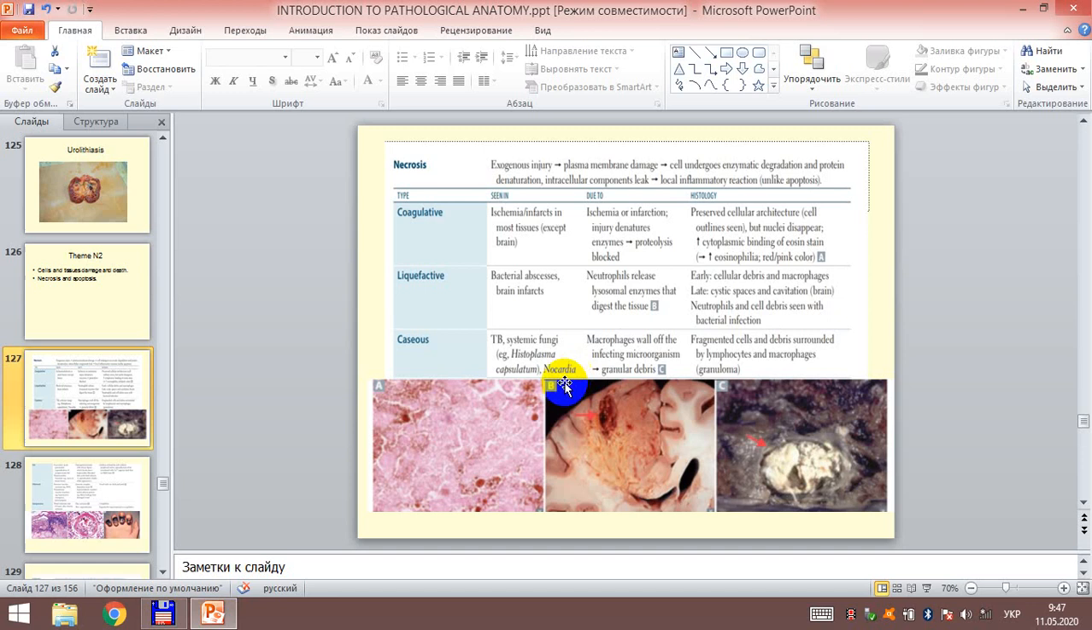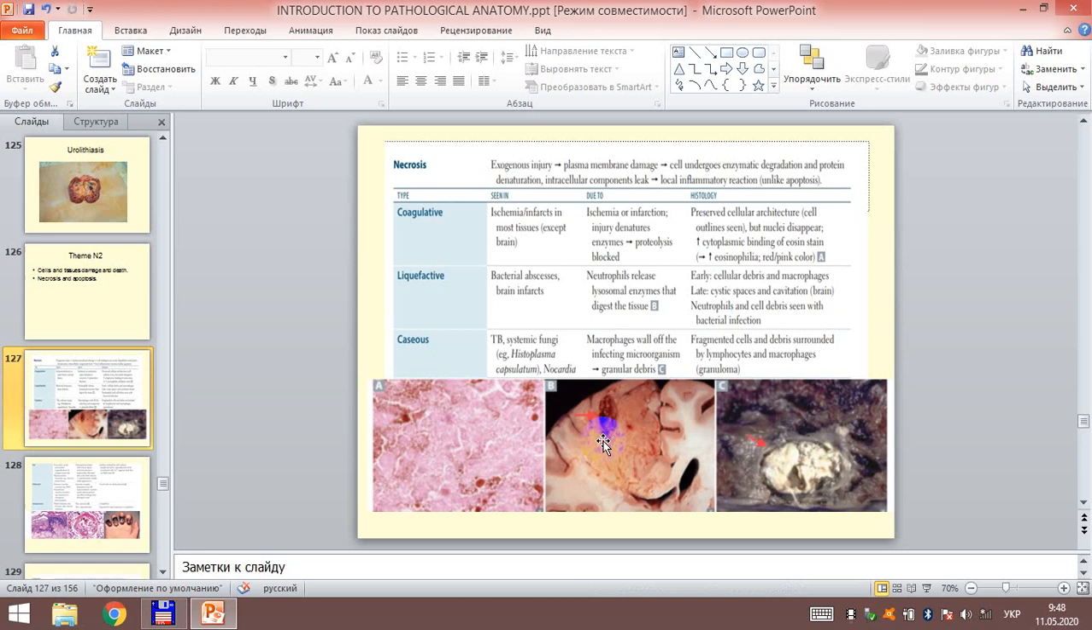Liquefactive necrosis. As a rule, it develops in bacterial abscesses and brain infarcts, due to neutrophils releasing lysosomal enzymes that digest the tissue, picture B. Histological signs: early cellular debris and macrophages, late cystic space and cavitation in the brain. Very often you can see neutrophils and cell debris with bacterial infection.